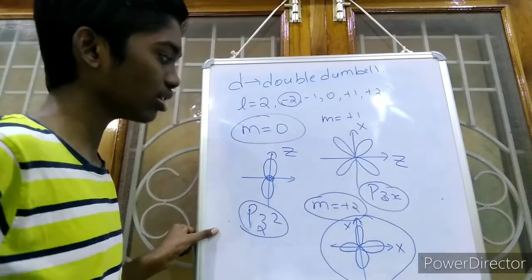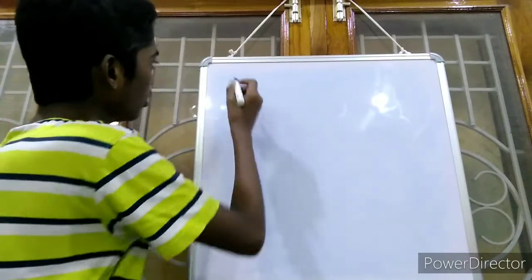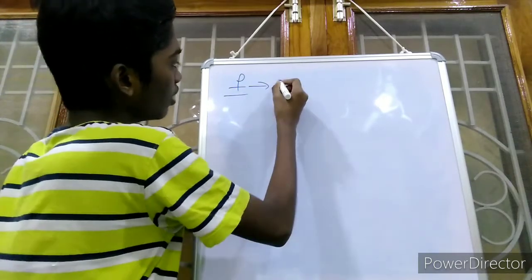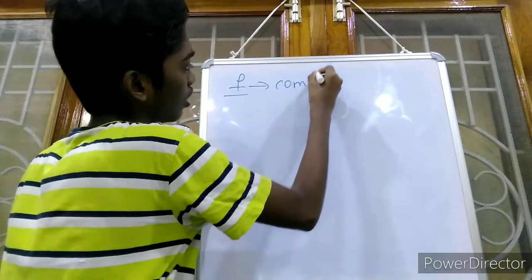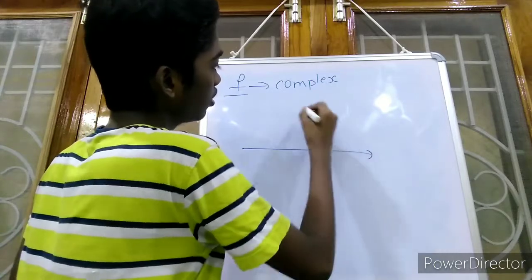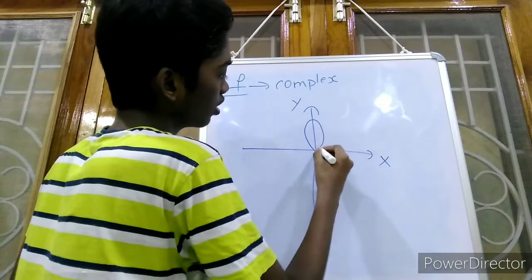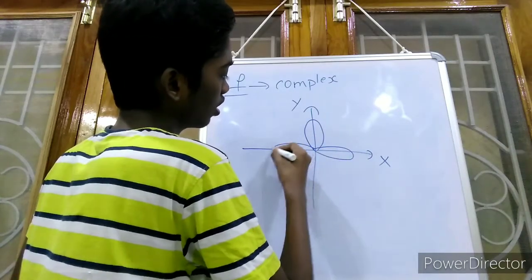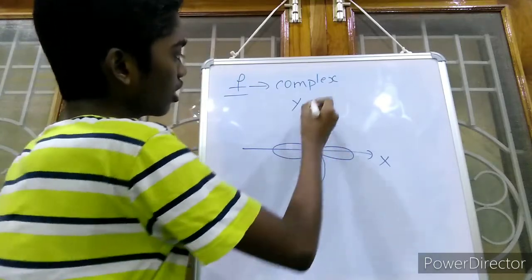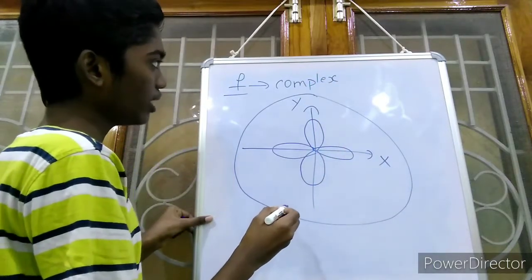Now let us look at orbital f. We know that the shape of orbital f is complex. We can simply draw the structure, y-axis, x-axis, and we have to draw this double dumbbell shape similar to the double dumbbell shape. So this is the structure for orbital f.